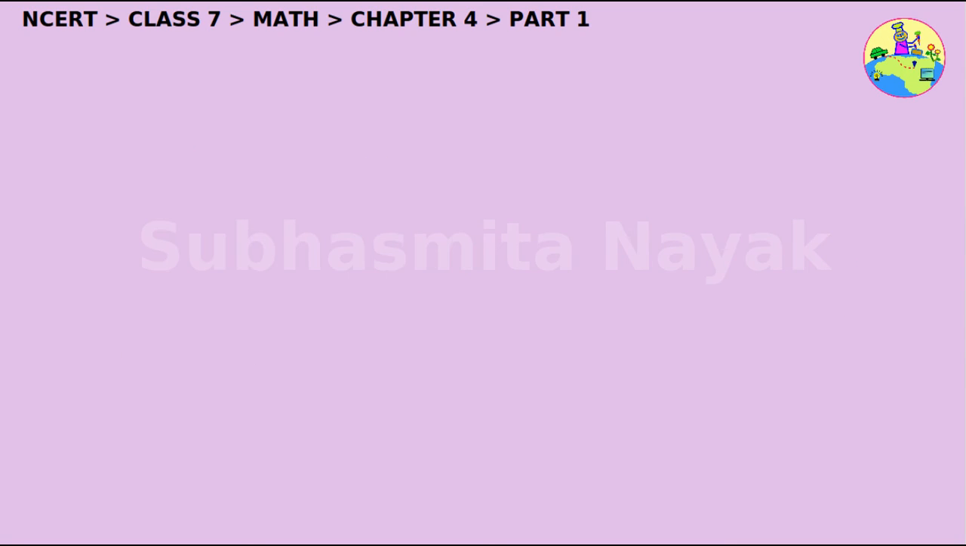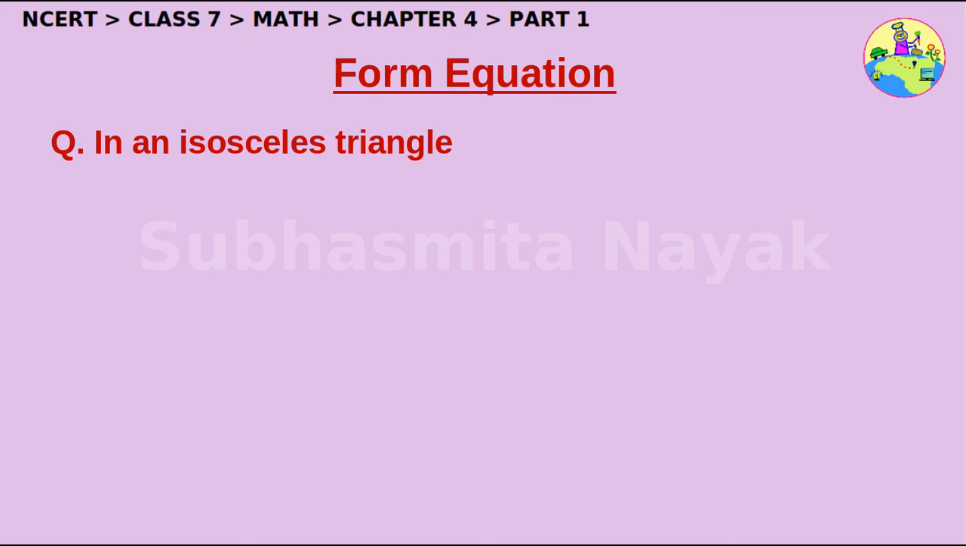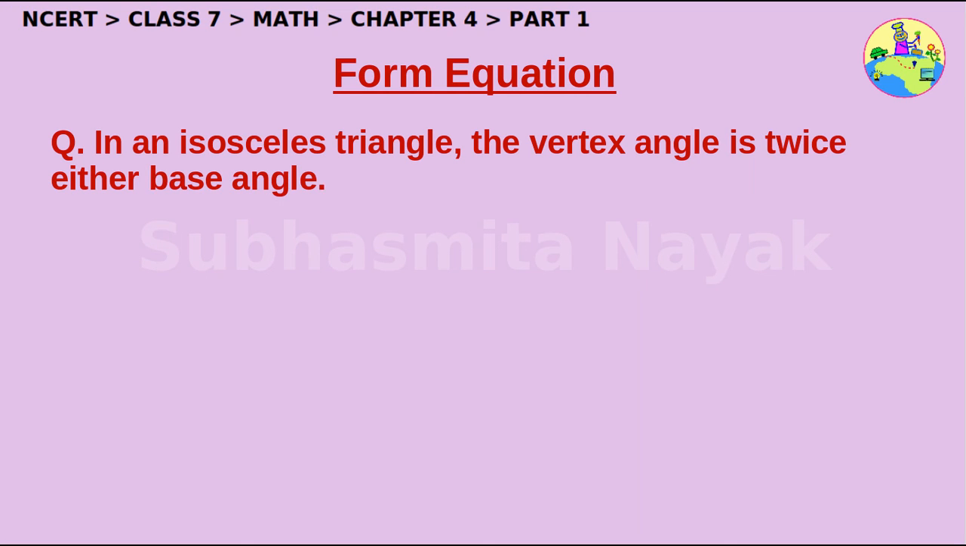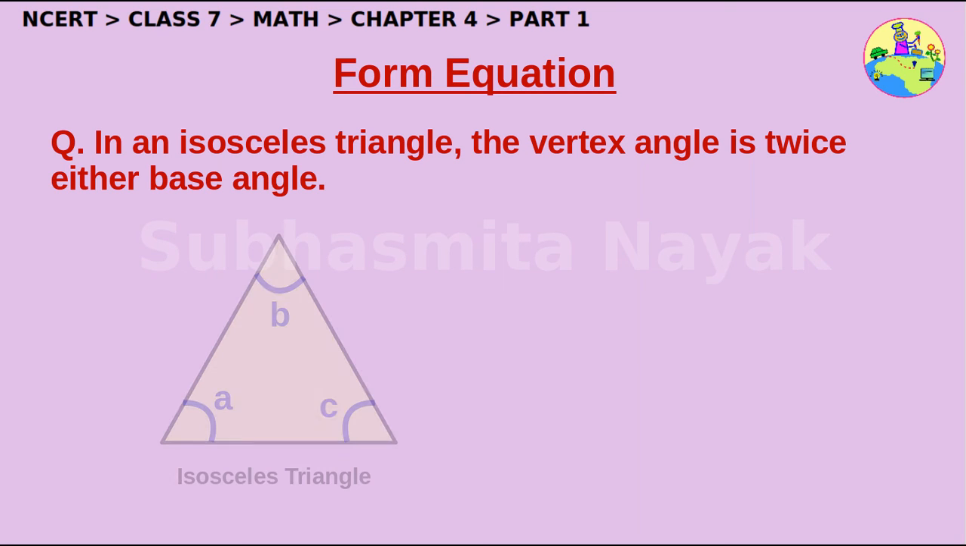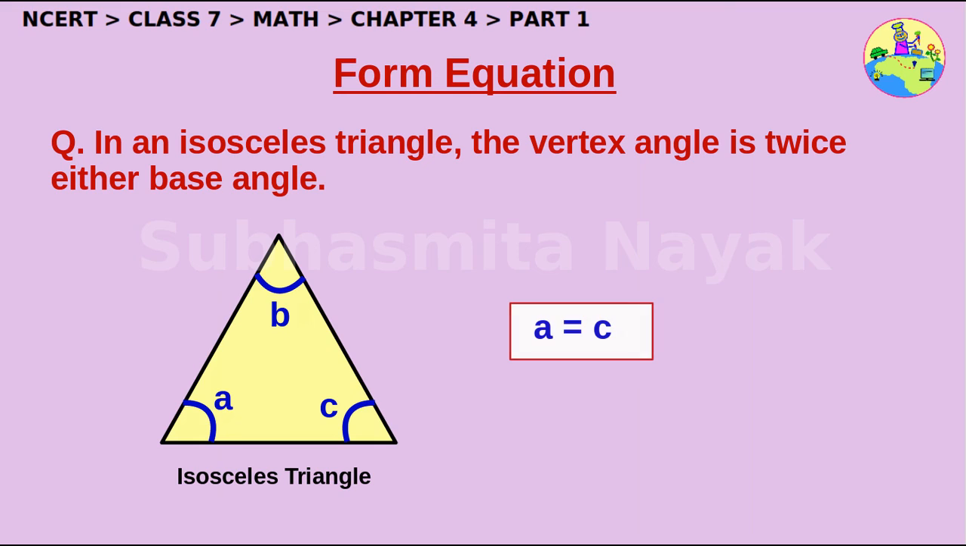Another example. In an isosceles triangle, the vertex angle is twice either base angle. We know the sum of angles of any triangle is 180 degrees. And for isosceles triangles, both the base angles are the same. So, if one of the base angles is b degrees, then the other base angle is also b degrees. As per the example, the vertex angle is twice either base angle, that is 2 × b = 2b.